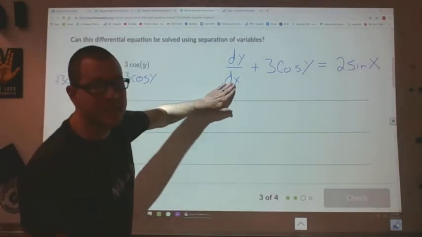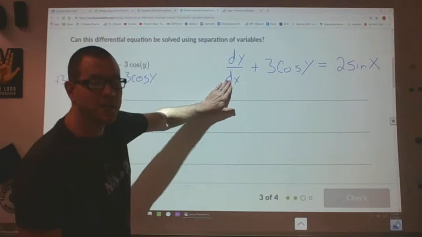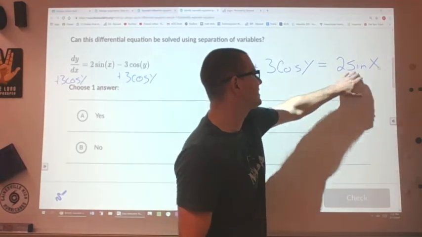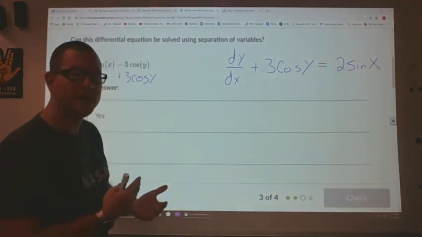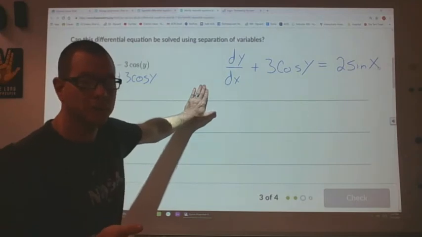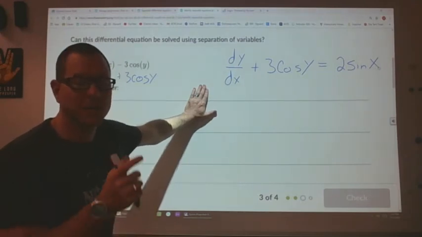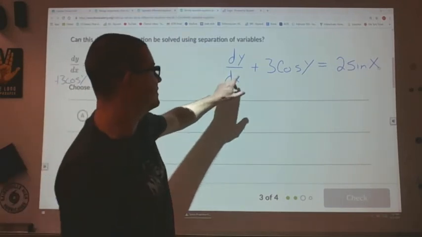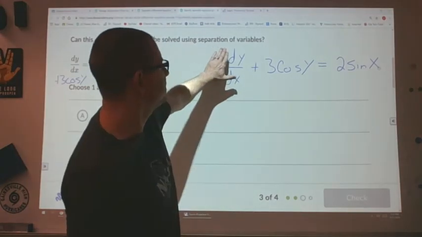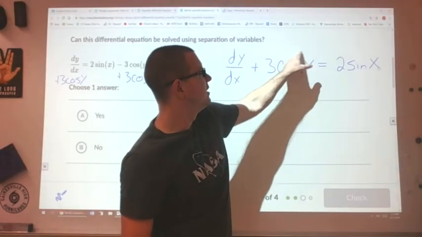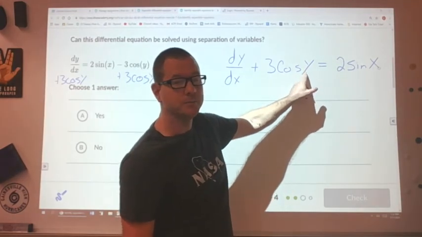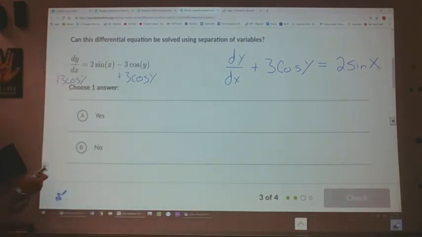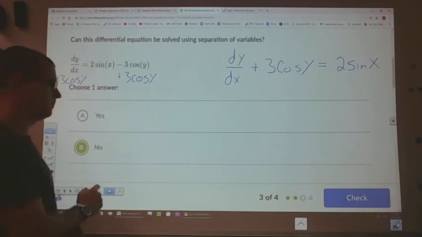But I can't get rid of this dx because now if I try to multiply both sides by dx, I get dy plus 3 cosine y dx equals 2 sine x dx. It doesn't work. There's no real way to untangle these. No matter what we do, we're not going to be able to get an expression of dy and an expression of x dx. It's not going to work. In fact, this addition is a problem too because this is dy, so the integral would work. But when we try to integrate this side, it isn't going to work at all. In this case, no. There's just no way we can actually separate. This would be that no case there.